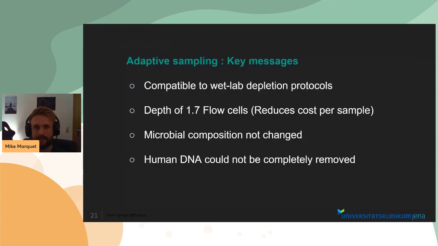So the takeaway from my talk is basically you can do adaptive sampling in addition to your wet lab depletion protocols. With adaptive sampling, you get the depth of 1.7 flow cells, which basically means you can put more samples on a flow cell and get the same amount of data, which then reduces the cost per sample, which is very important also for the hospital. And microbial composition is not changed, which is actually pretty nice. The only negative point here is that human DNA could not be completely removed from the sequencing experiments. So keep that in mind when you do adaptive sampling.